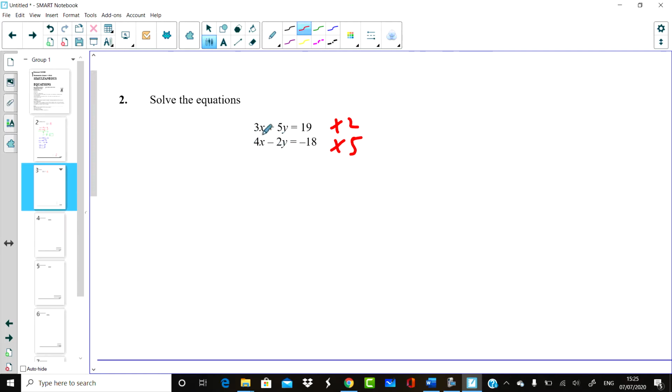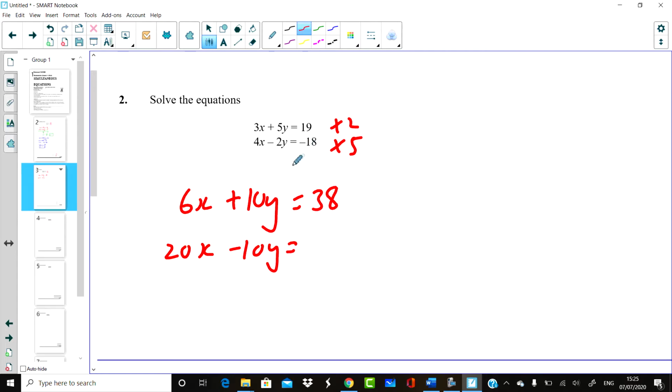So if we rewrite this, we have 3x times 2, so that's 6x. Positive 5y times 2, that's positive 10y, and 19 times 2 is 38. Then we have 4x times 5, that becomes 20x. We have negative 2y multiplied by 5, that's negative 10y. We have negative 18 multiplied by 5, and that's going to give negative 90.